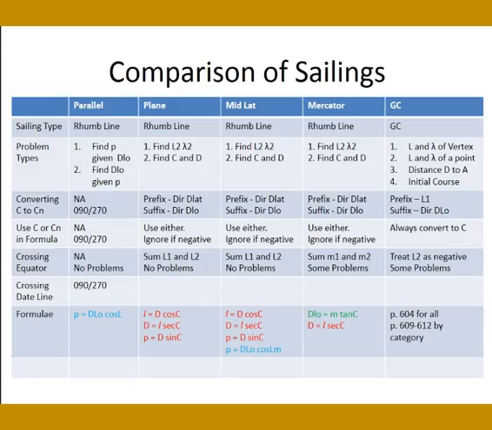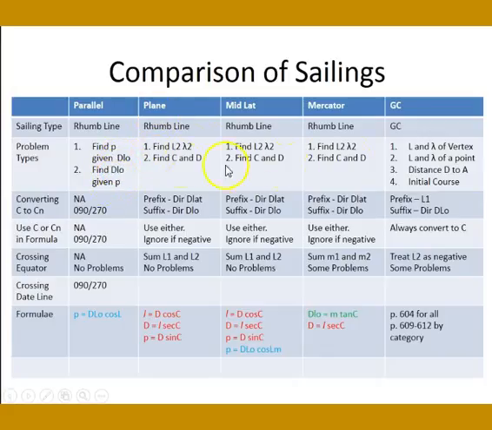This is also a summary slide. It might be worth you spending a few minutes on it. Again, parallel, plain, mid-lat, and Mercator, they're all rhumb line sailings. Great Circle is its own kind of sailing. This table is organized by problem types. Turns out for parallel, there's only two types of problems you can get. Given D low, find P, or given P, find D low.